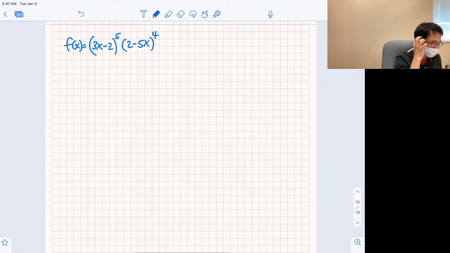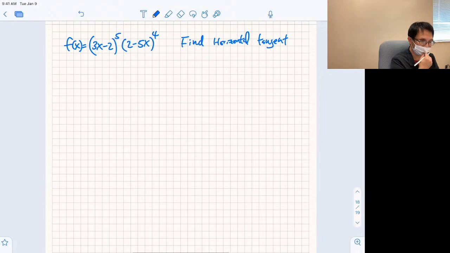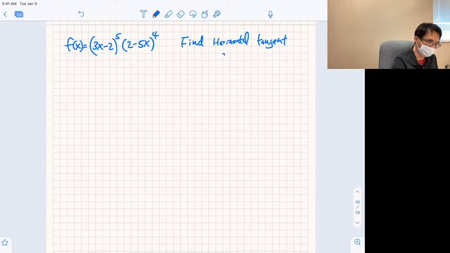Sometimes if I ask you to take a derivative of functions, I will say take a derivative. But not all the time, because there are a lot of applications. I can say, can you find the horizontal tangent? Sorry, horizontal tangent. Horizontal asymptote is different. Of course we can find the horizontal tangent. That just means take a derivative and then set it equal to 0.